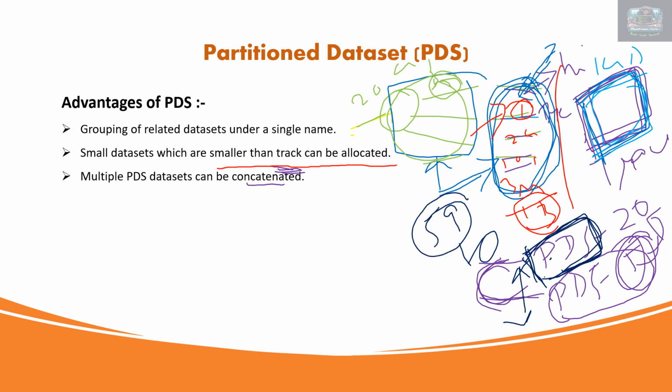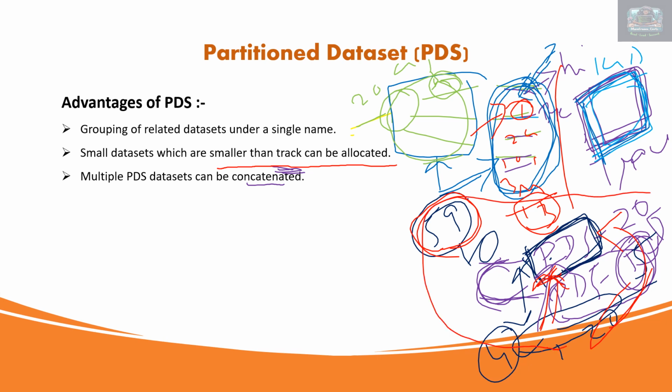Suppose you want to add some other member with 20 and another member with 4, and you want all of these to be mixed into this one, you can simply do a concatenation. There is a program which you can run, and after running that program, all these members can go into this. If you are moving more than 59 members, it won't accept, but if you are moving up to 59, the concatenation will work and you can pile up all the members in one PDS data set.